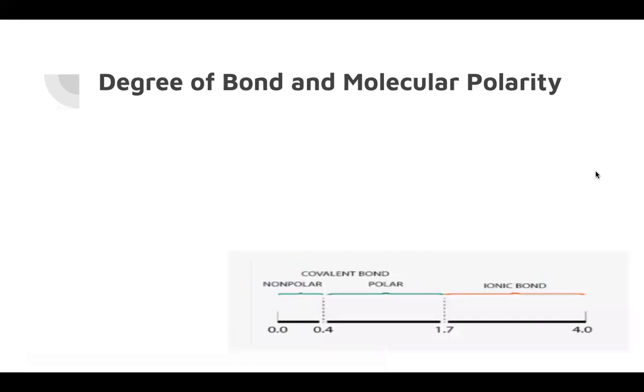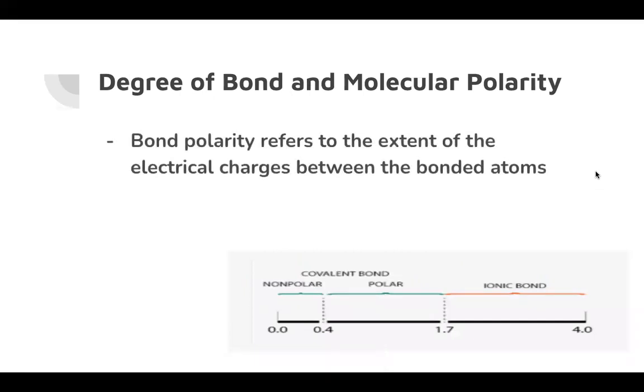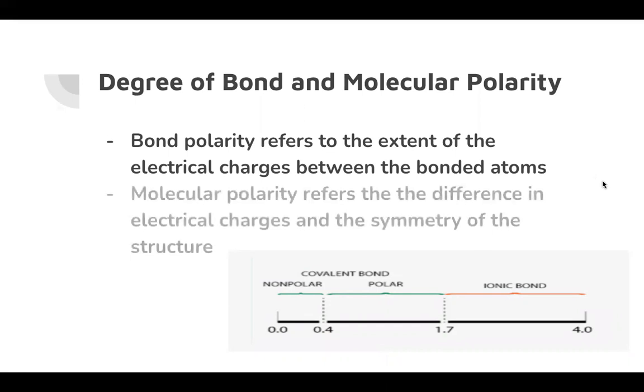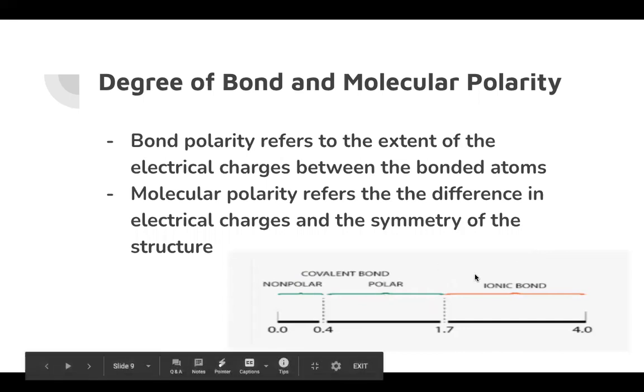You can determine the degree of the bond and the molecular polarity based on electronegativity values. If you are to determine the electrical charges between the atoms, you can then figure out if it's going to be symmetrical or not based on its electronegativity difference. And I've put a chart down here at the bottom of this, and I would jot that down, this information. It goes from 0 to 4 total, and from 1.7 to 4.0 is an ionic bond, and from 0 to 0.4 is nonpolar, 0.4 to 1.7 is polar.